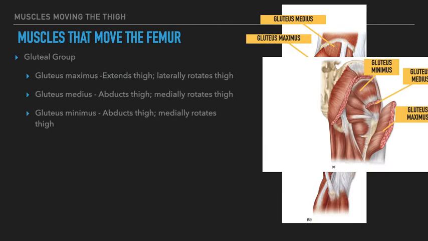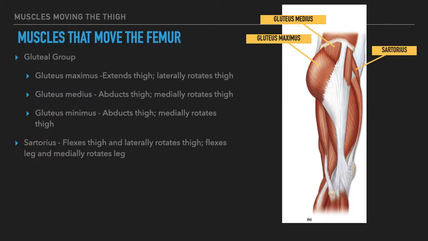Now the gluteus minimus you can really only see by pulling away the medius and the maximus muscles. This one also abducts the thigh and medially rotates the thigh. The origin is the surface of the ilium between the inferior and anterior gluteal lines. It inserts at the greater trochanter of the femur like the gluteus medius.